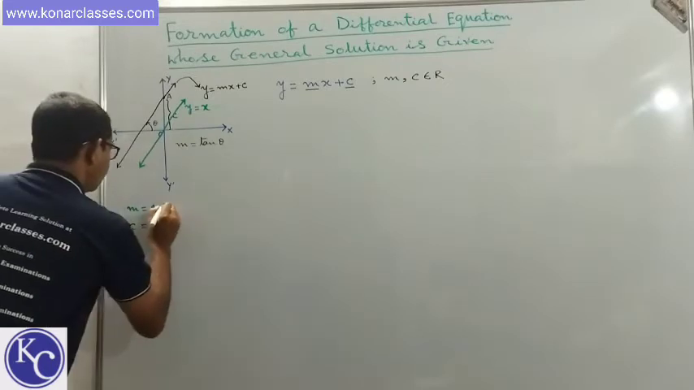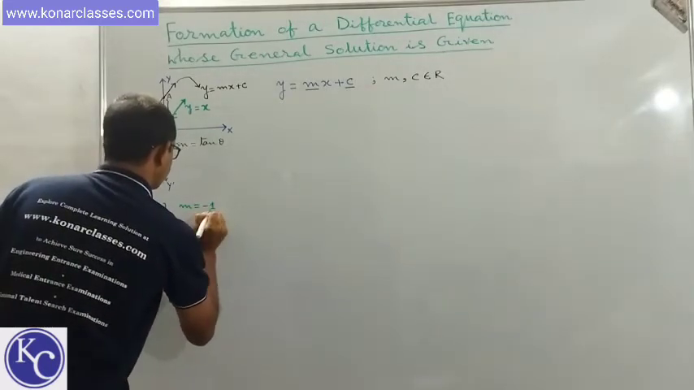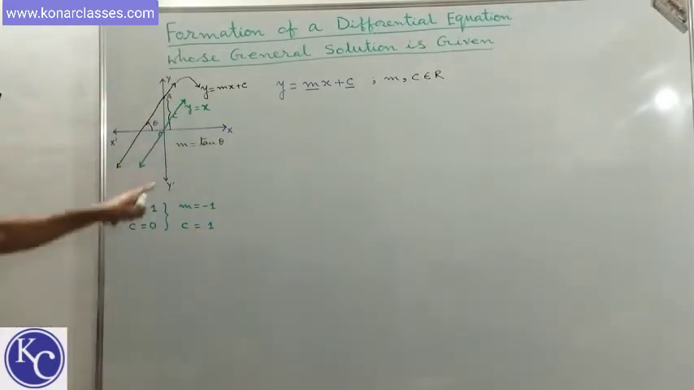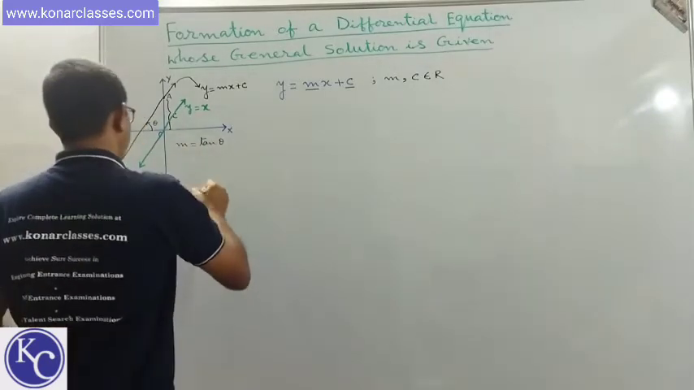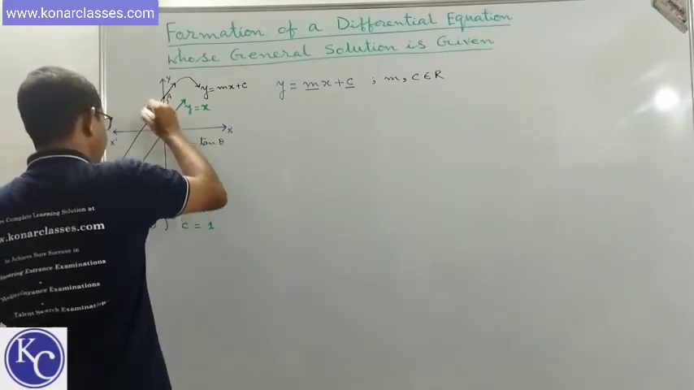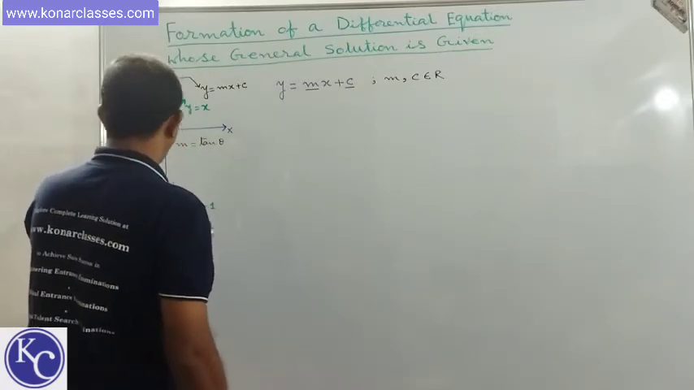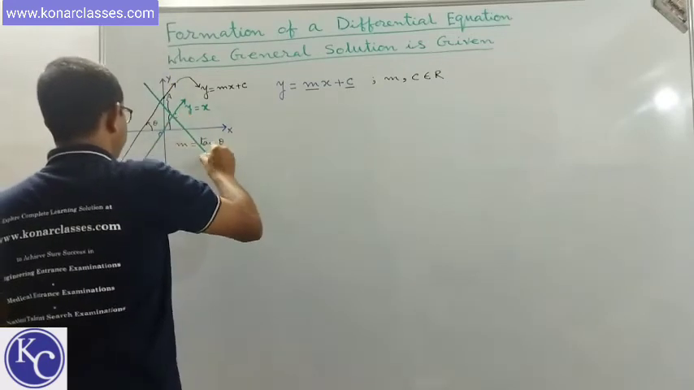Similarly, if we write the value of m is equal to minus 1 and c is equal to 1. That means it is making an angle of 135 degree with the positive direction of x-axis. That means it is an obtuse angle and y-intercept is 1 unit. That means a straight line will be something like this, correct?